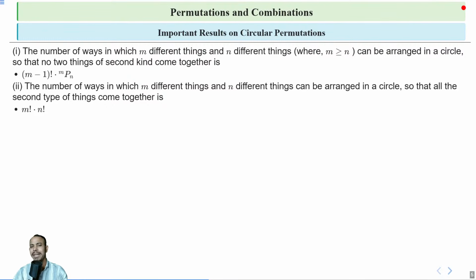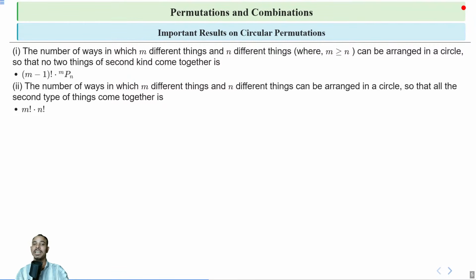So how many circular permutations do you get from m plus 1 different things? The number of circular permutations of m plus 1 different things is (m plus 1 minus 1) factorial, which is simply m factorial. Now you consider the n different things as a single block, but inside the block you can arrange the n different things in n factorial ways. So the number of ways in which m different things and n different things can be arranged in a circle so that all the second type of things come together is m factorial times n factorial. This is the final formula.